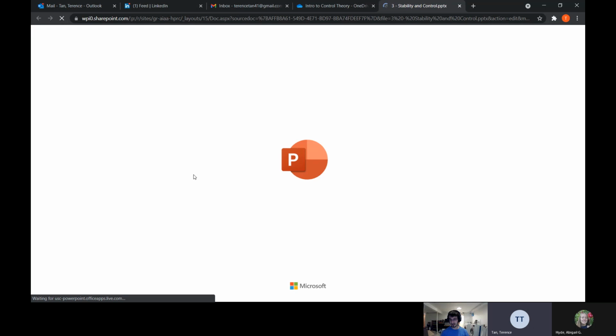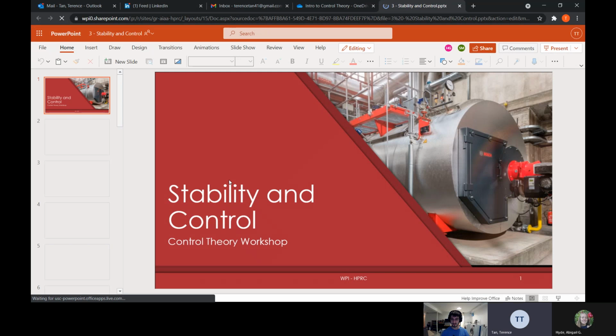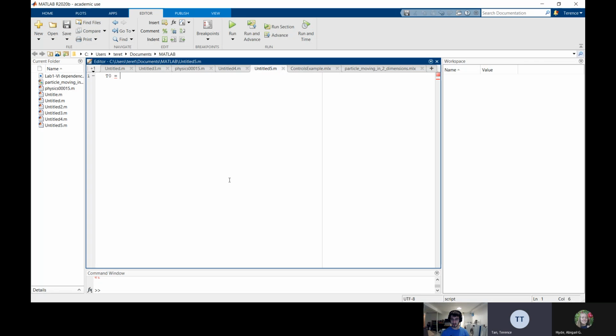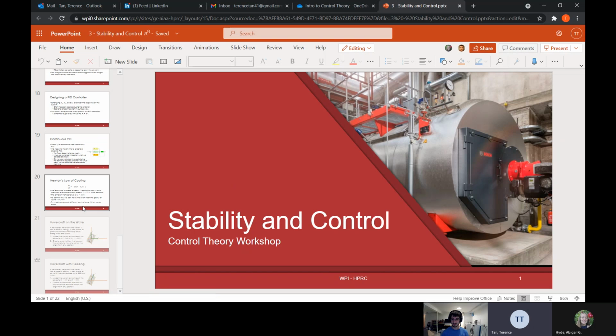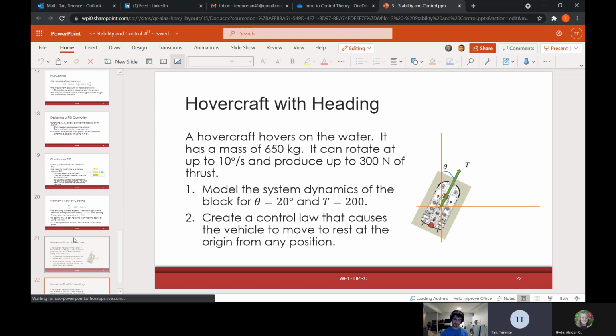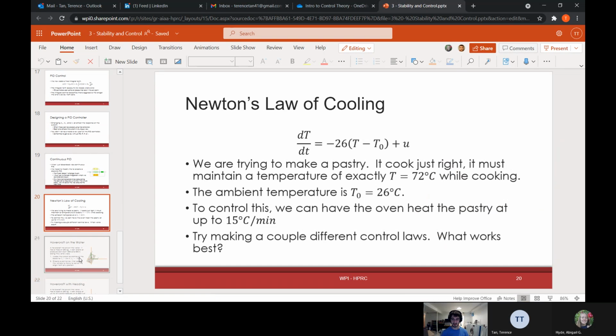I'm thinking we'll start off doing bang-bang control first, and then you can try proportional, and then if we have time, we can try going into some of the other ones. Okay.